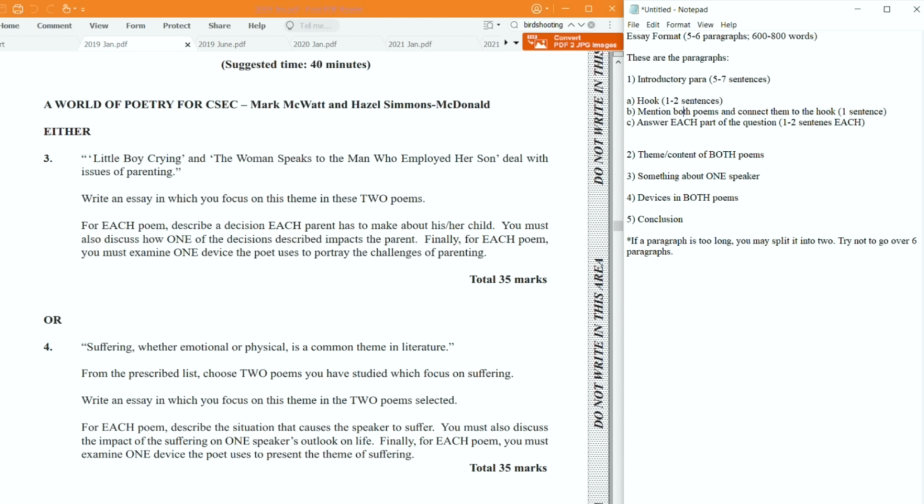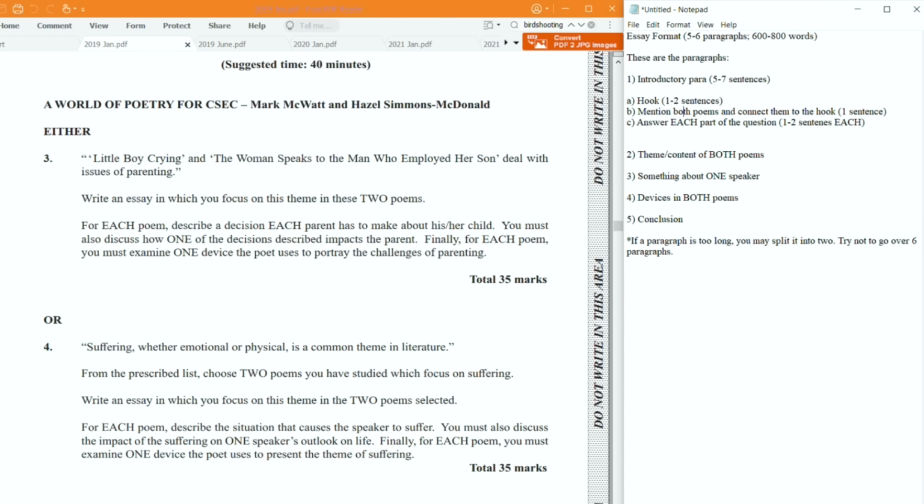And then part 2 would be, you must also discuss how one of the decisions impacts the parent. Just tell us how the decision impacts the parent in one line, no explanation. You will be explaining in the body of the essay. And then the third part, just mention what device is used in each poem. Just mention the device, no explanation, just mention it.